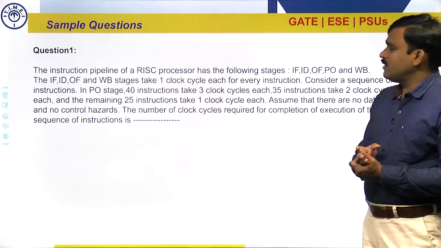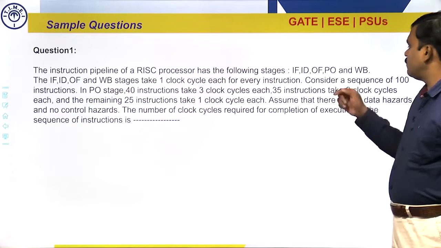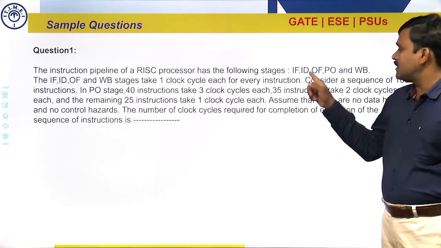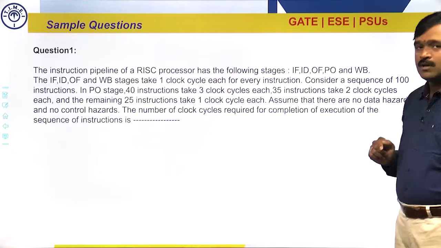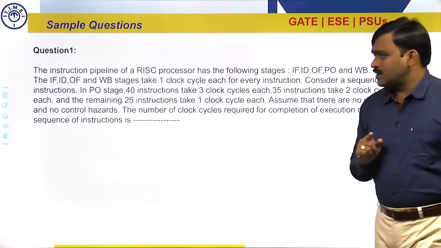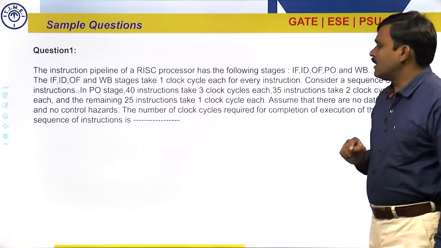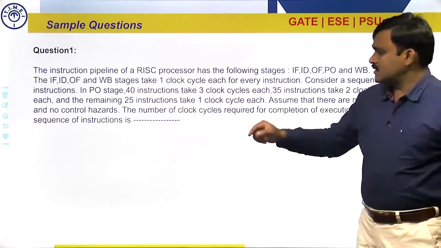The instruction pipeline of a RISC processor has the following stages: IF, ID, OF, PO and WB. IF indicates instruction fetch, ID is the instruction decode, OF is the operand fetch, PO is the perform operation, that is nothing but execution of instruction, and WB is a write back stage. The IF, ID, OF and WB stages take only one clock cycle each for every instruction. Consider a sequence of 100 instructions.